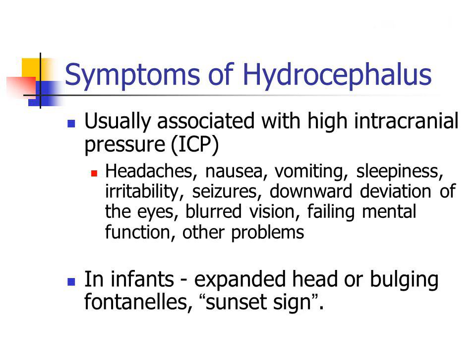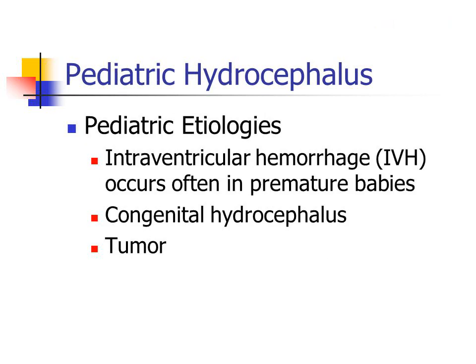Symptoms are usually associated with high intracranial pressure, ICP: headaches, nausea, vomiting, sleepiness, irritability, seizures, downward deviation of the eyes, blurred vision, failing mental function, and other problems. In infants, expanded head or bulging fontanelles, sunset sign. Pediatric hydrocephalus.